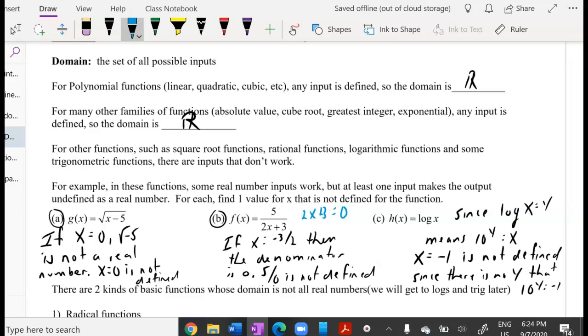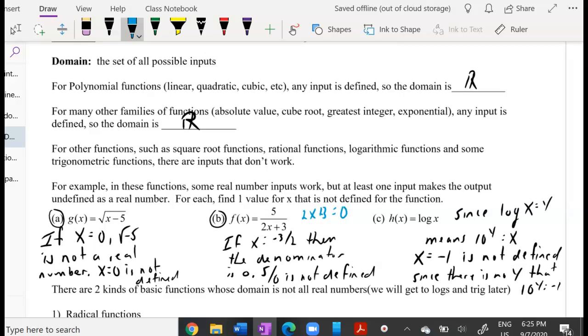Okay? And then for the last one, if you remember about logs, if we set this equal to y, then the log of x equals y means that 10 to the y equals x. And you can't raise 10 to a power and get a negative output. So there's no way that the input of the log could possibly be a negative number. So any negative number would have been correct for part C.